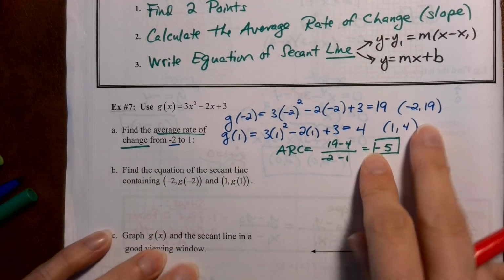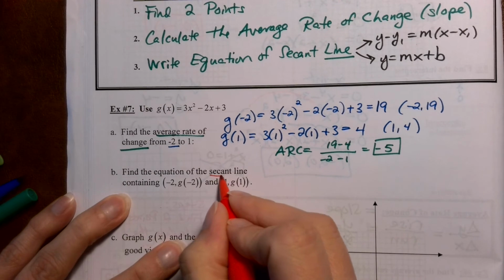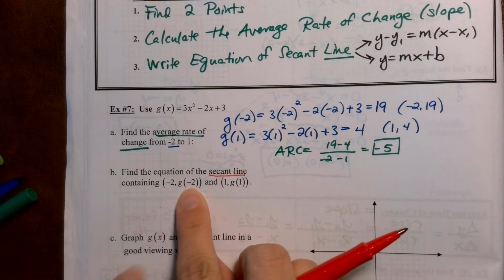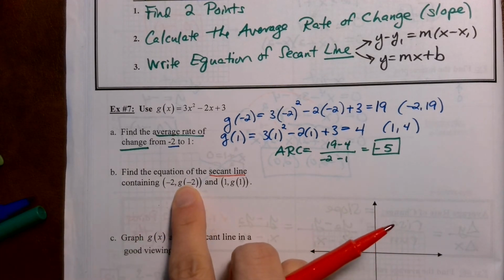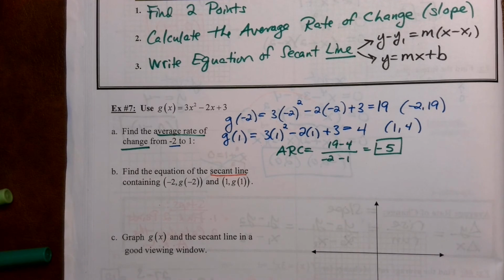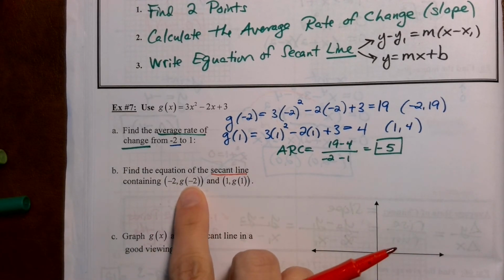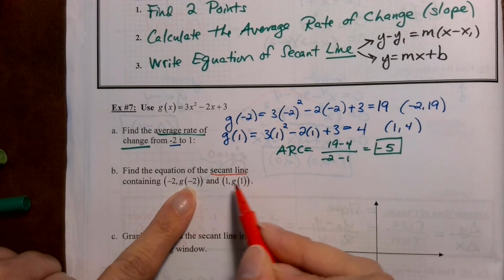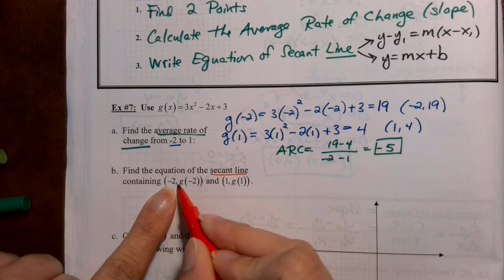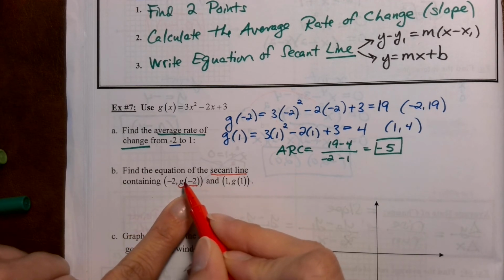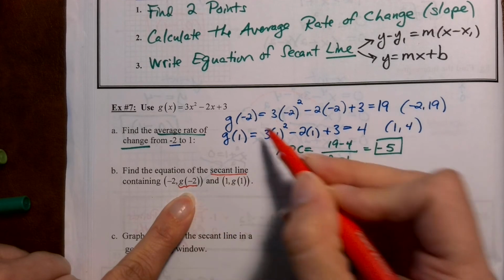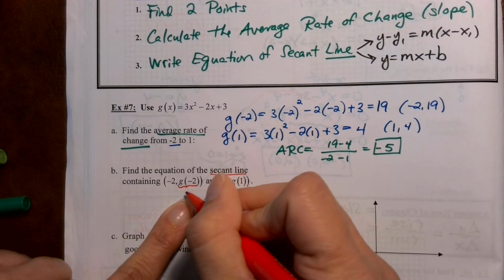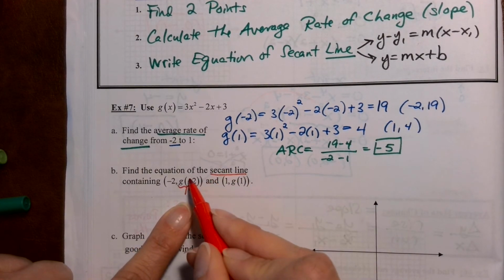I need all this information. Find the equation of the secant line, containing the point -2 comma g of -2. Wow, what is that? G of -2. Why is that so fancy? Okay, let me tell you what they're saying here. -2 is the input. The question is, what's the output? They're calling it g of -2, okay? But I calculated that and got a 19. They're not going to put 19 here and give away the answer, okay? But that's them saying the y value for -2.